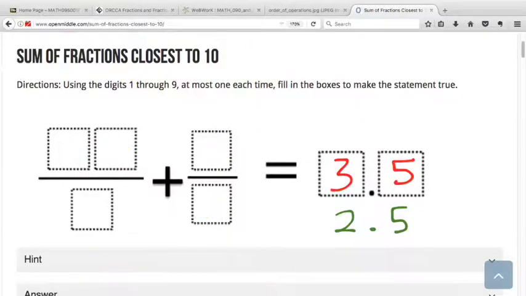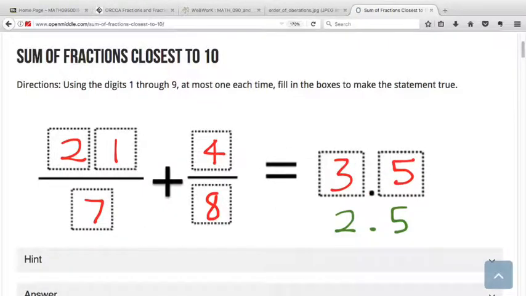Cool. What were the other digits that give you 3.5 in the sum on this side? That was yours, right? 21 and 4 over 8. All right, let's double check. We haven't used a digit more than once. 1, 2, 3, 4, 5, 7, 8.